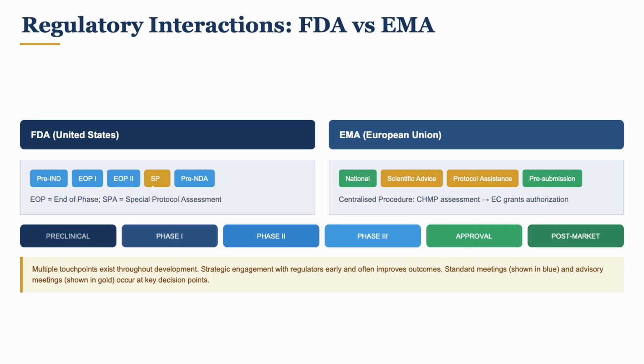These meetings allow companies to get feedback on their development plans, understand what regulators are looking for, and address concerns before they become problems in the approval process. The standard meetings shown in blue are routine interactions. The advisory meetings shown in gold are opportunities for more in-depth guidance from regulators.